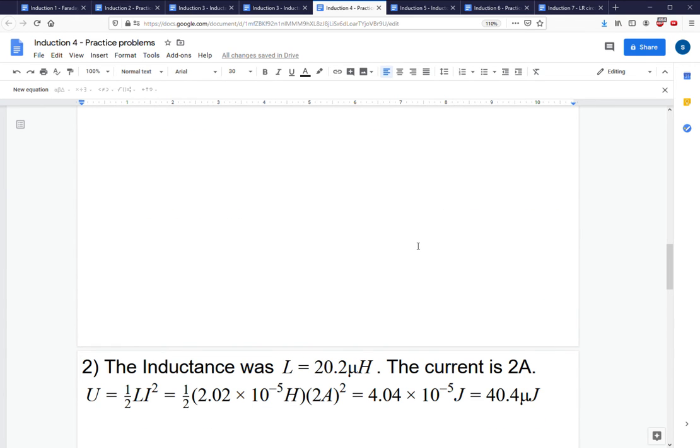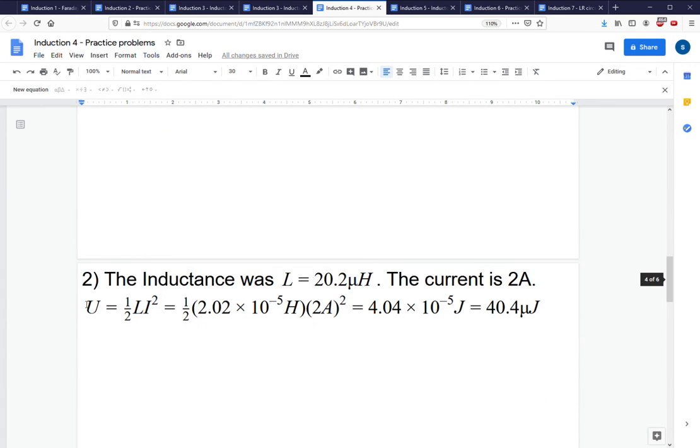So this is going to be another plug and chug. We can use the formula U is equal to 1/2 Li squared. The inductance was 20.2 microhenries. The current is 2 amperes. So 1/2 times 2.02 times 10 to the negative 5th henries times 2 amperes squared gives 4.04 times 10 to the negative 5th joules, or 40.4 microjoules.